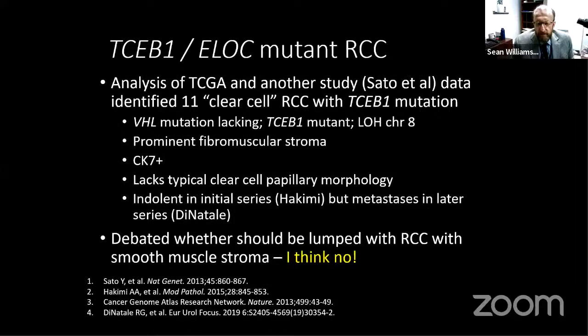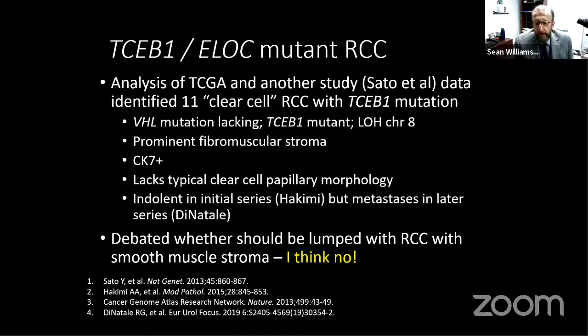And so in this study, the tumors appeared to have prominent fibromuscular stroma. They were also cytokeratin 7 positive. And so that, again, raised the question of whether this mutation explains the renal cell carcinomas with the smooth muscle stroma that we just talked about. However, I'll try to show why I think this is not entirely the same as those with the TSC1 and TSC2 mutations that we just talked about.